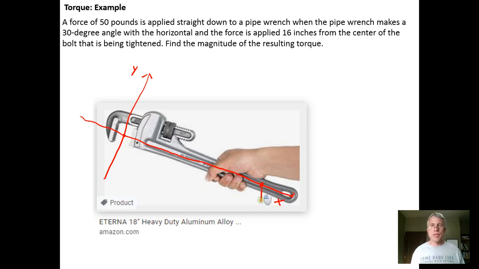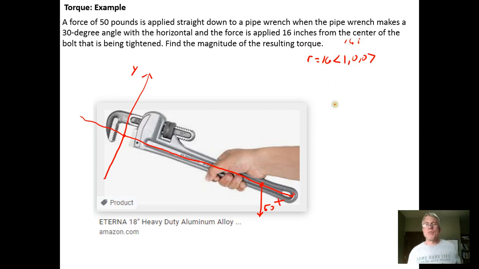So I've got the force vector right here. It's 50 pounds. You can think about what's going on if you do this. The position vector then becomes easy to describe. It's 16 inches to here, but I'm along the x-axis now, so it's really going to be 16 times the unit vector 1, 0, 0, just 16 times the vector i, 16i. We could represent that.